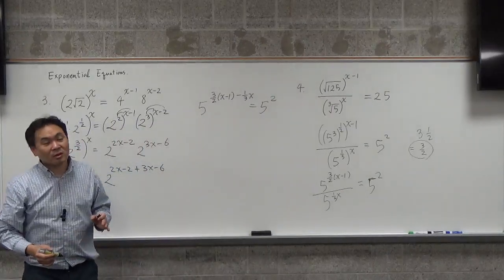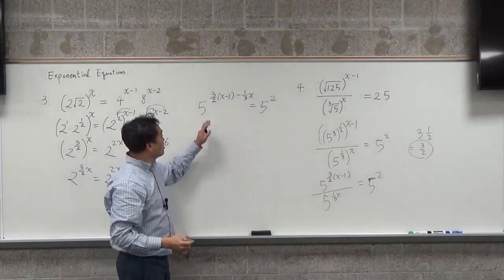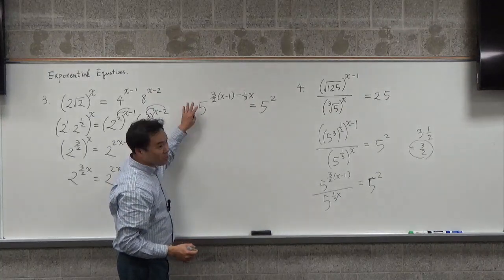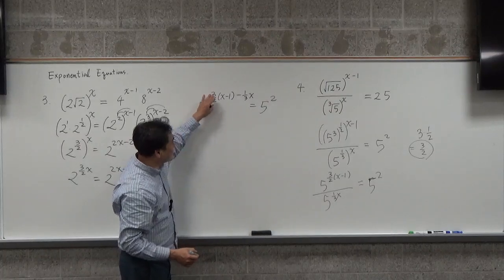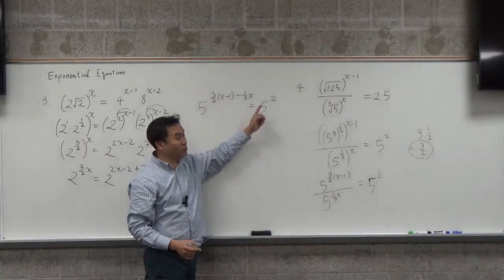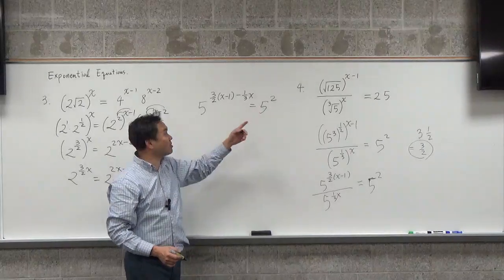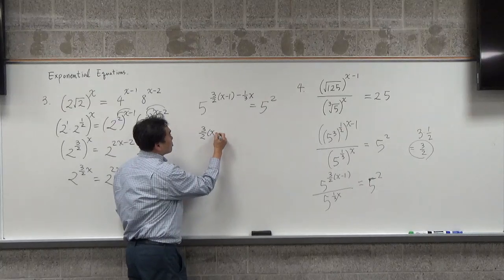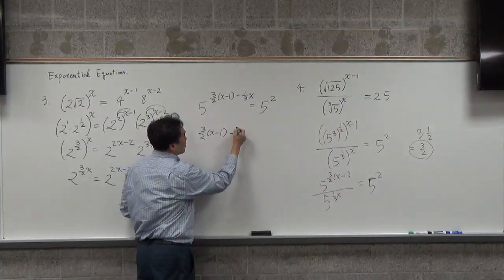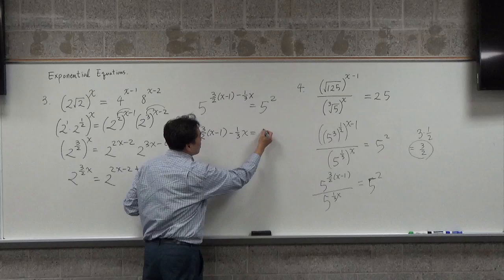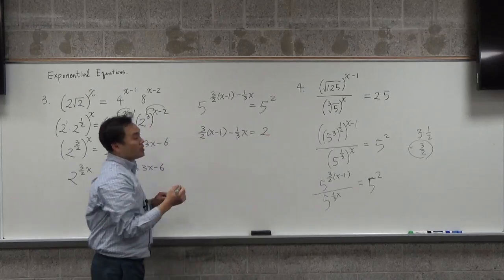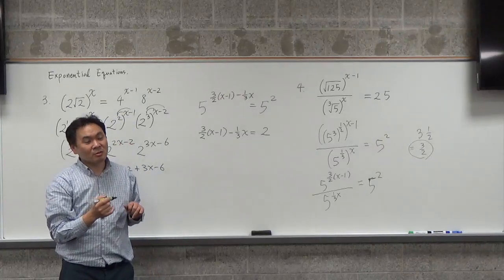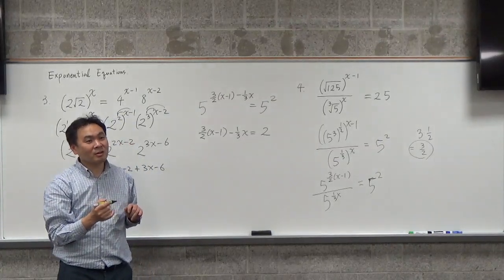Okay, so our partial goal is successful. The partial goal is to make sure that everything on the left side is 5 to some power. Everything on the right side looks like 5 to some power. Because if you do it like that, then you say the exponents should be equal to each other. So 3 over 2 times x minus 1 minus 1/3 x is equal to 2. I don't like fractions. What should I do? Okay, multiply by what? Multiply by 6.